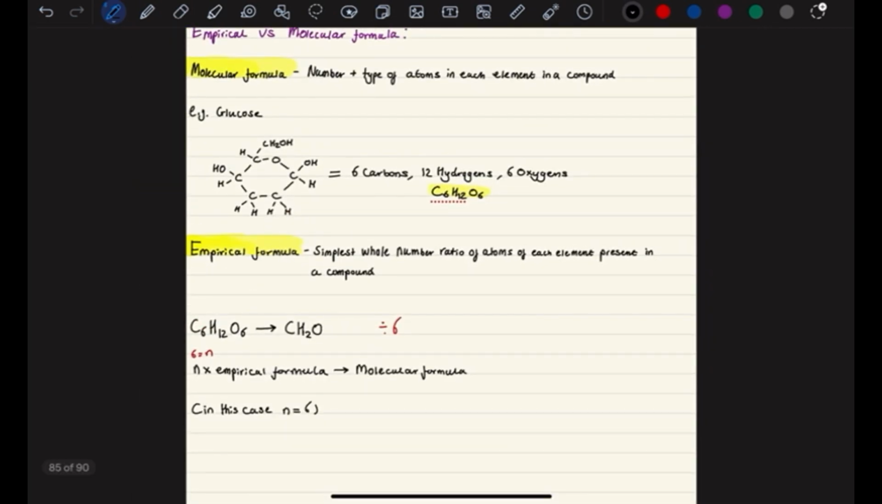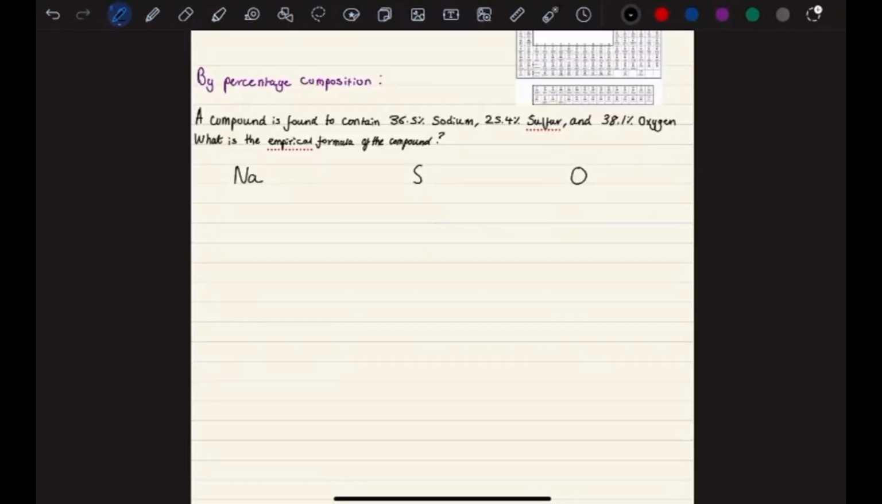So the empirical formula is just the simplest whole number ratio of the atoms of each element present in the compound. We're going to use our highest common factor, and that's how we're going to find it. Okay, so there are 2 ways that we can solve these questions, by percentage composition or by mass composition. But we're going to begin with percentage.